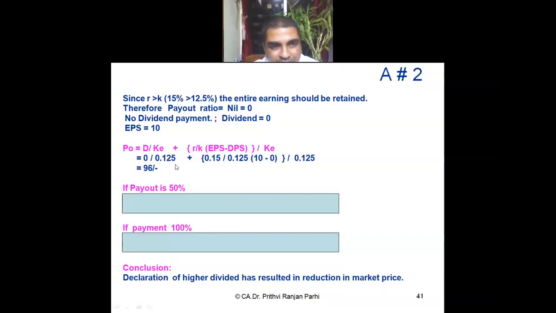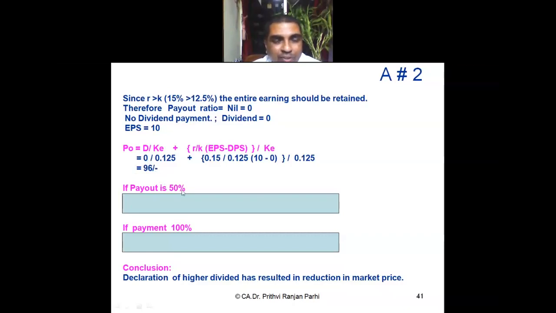So first part is of course 0. Second part you have to solve. Your answer is 96. That's the correct answer. Now you see, dividend payout ratio is 0, but this is the price of the share, 96.